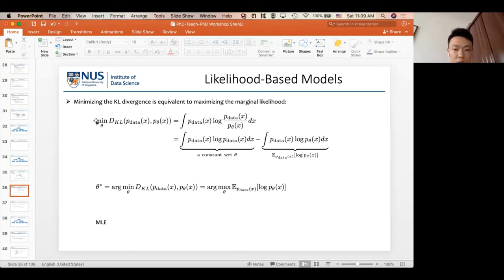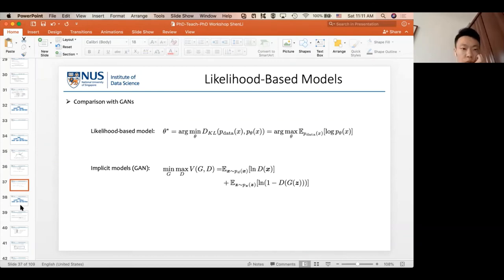And you see that minimizing the second term is equivalent to maximizing this integral, because we have the minus sign here. So in conclusion, the optimal theta star is the argument of the minimization of the KL divergence, which is equivalent to the argument of the maximization of the expectation of log of the model distribution. Now you see you retrieve this MLE objective, that you maximize this expectation, and you take a gradient with regard to theta, you set it to zero, and then you obtain the optimal one. Right. Is there any question? Okay.